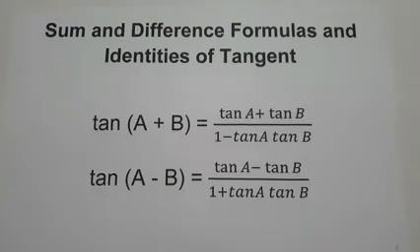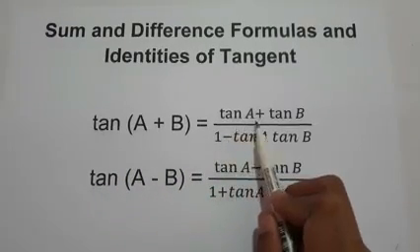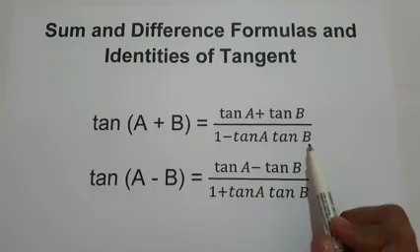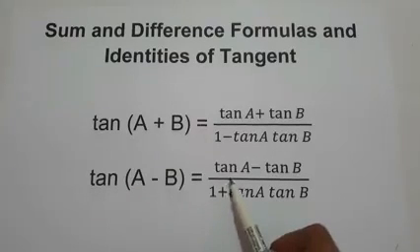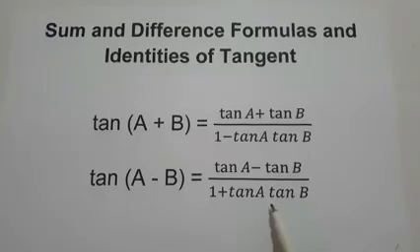There are two formulas that we need to remember when we are talking about the sum and difference formulas of tangent. The first one is tangent A plus B, that is tangent A plus tangent B all over 1 minus tangent A times tangent B. And the second one is tangent A minus B, that is tangent A minus tangent B all over 1 plus tangent A times tangent B. So these are the formulas that we need to remember in order for us to find the exact value of trigonometric expressions. So let's start and let's have an example.